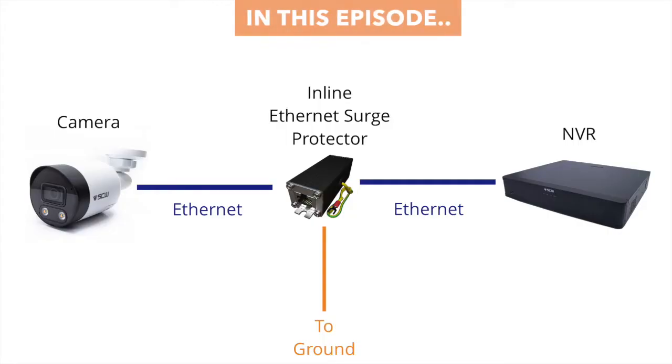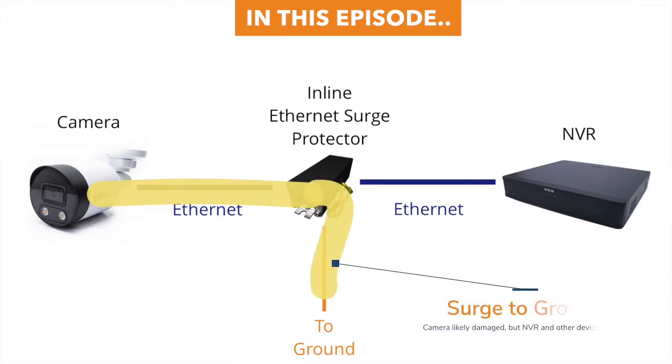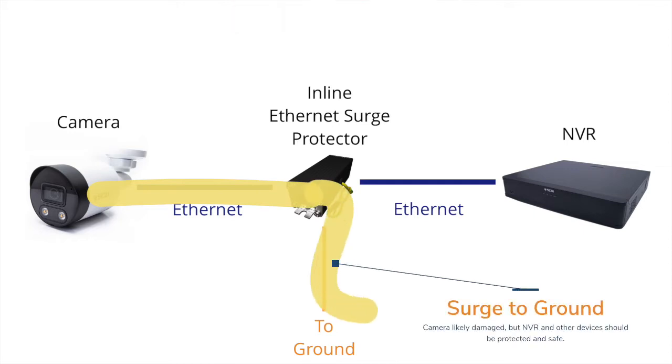Inline surge protection is, you have a surge protection device at the camera, and then you have your Ethernet cabling going back to your head end, and then you have another surge protection device before your head end.